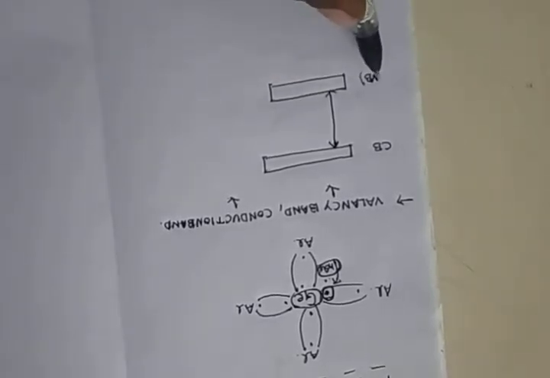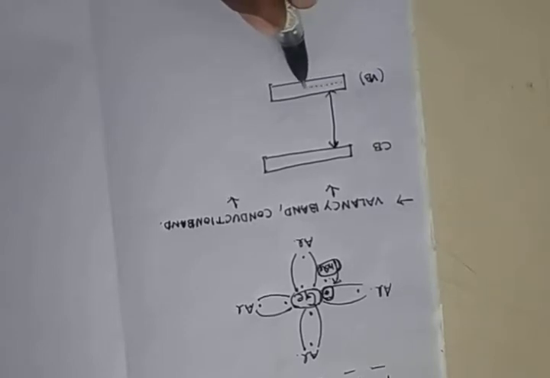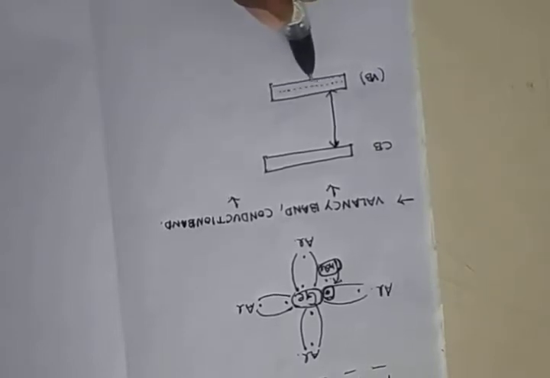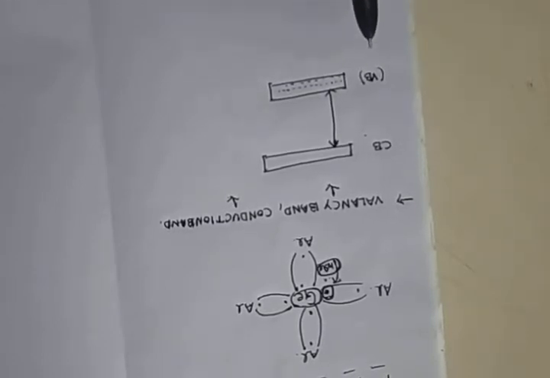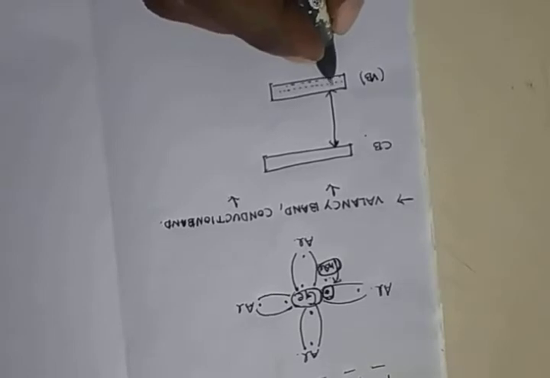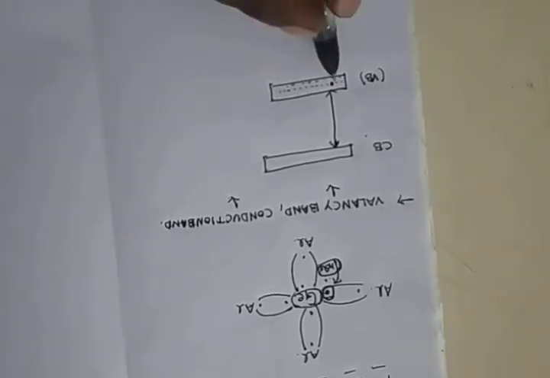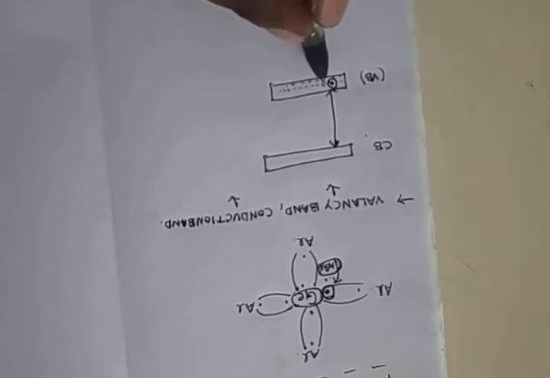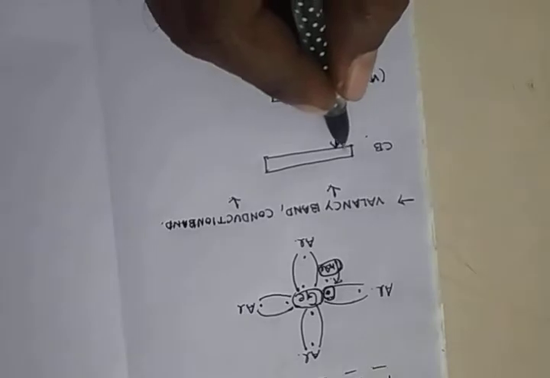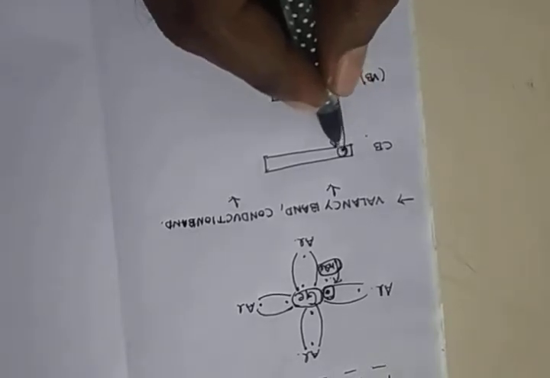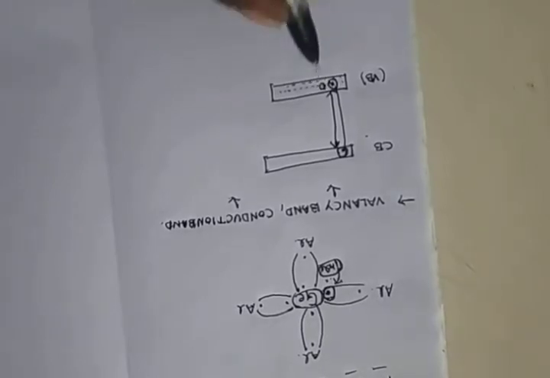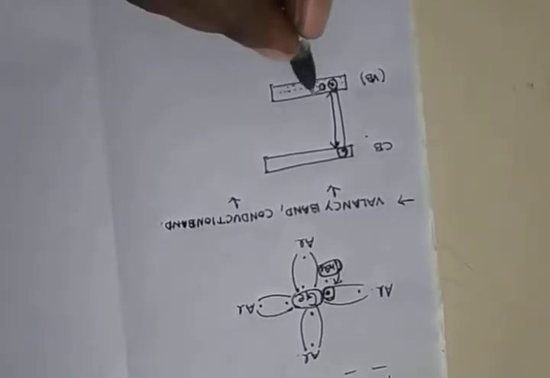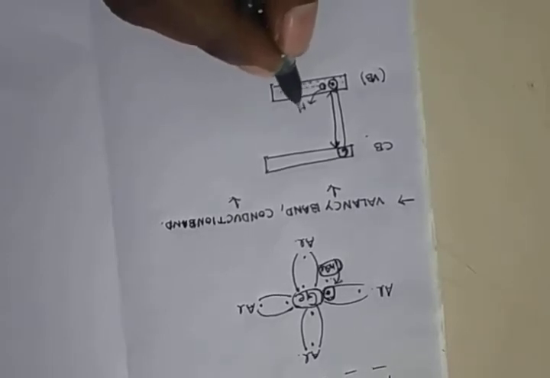The valency band is filled with electrons. The next higher unfilled band is called the conduction band. Then what happens when energy is given here? Due to this energy, this electron will jump to a higher level. Then a vacancy is created here.